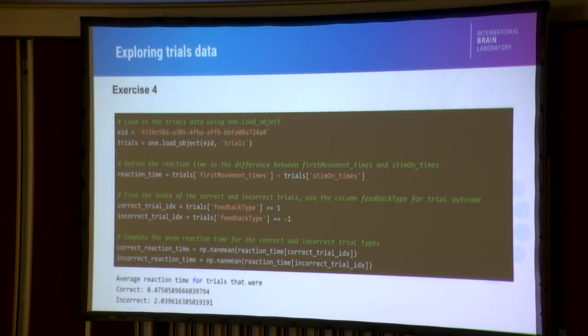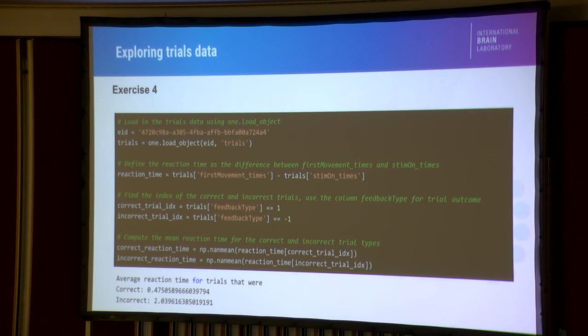Okay, we are now going to go through the solutions together. So first, we are loading the trials data using the ONE load object method, passing in the EID and the trials as argument. Then we define the reaction time as the difference between the first movement times and the stimulus onset time. Then we have to find the indices of the trials where the feedback was either 1 or -1, so that's whether it's a correct or incorrect trial.